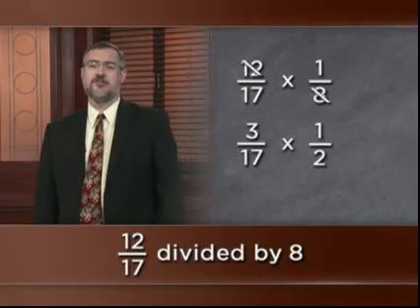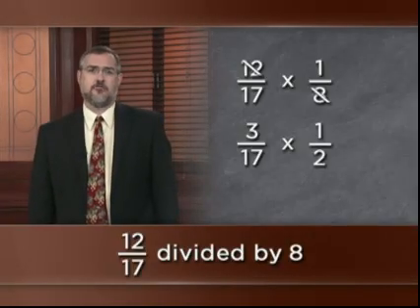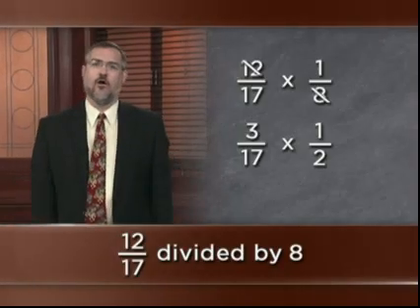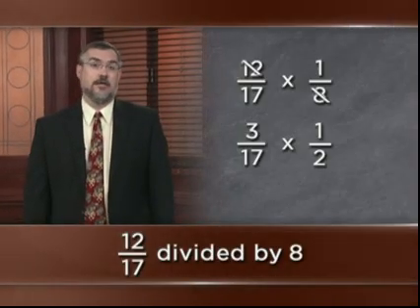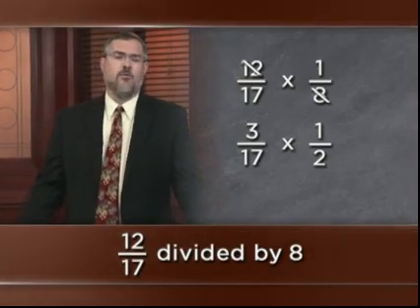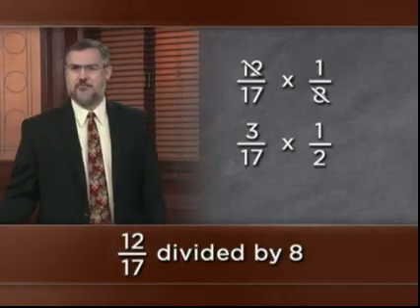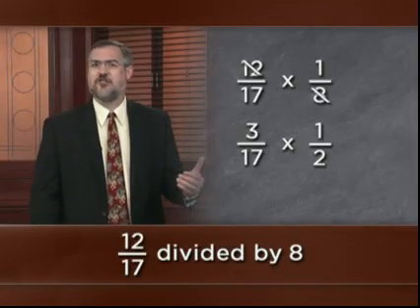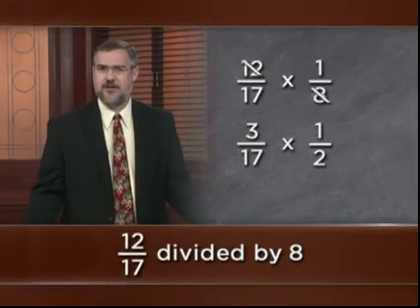And our problem then is going to be rewritten as 3 over 17 times 1 over 2. Well, now where do we go from there? Well, I don't see any more cancellation that can be done between a 3 over 17 and a 1 over 2, and so there's really no more simplification we can do.